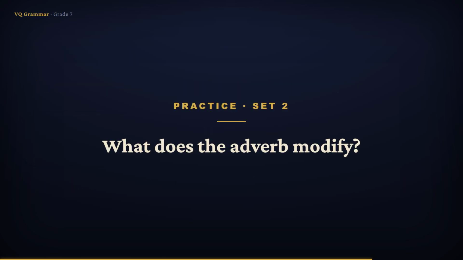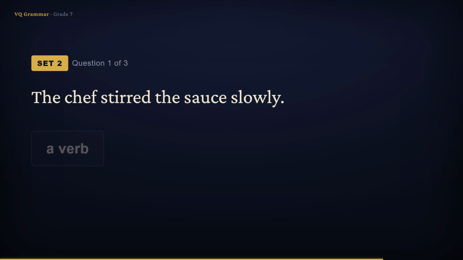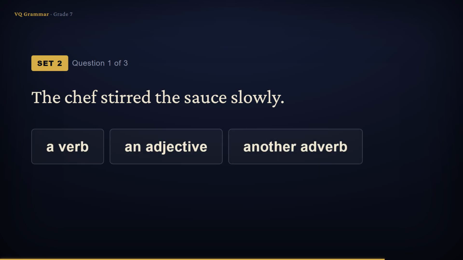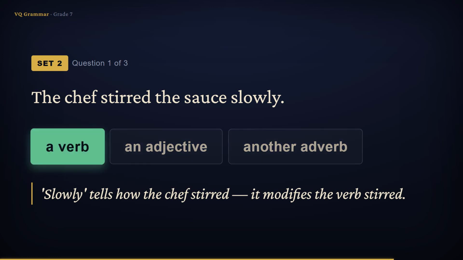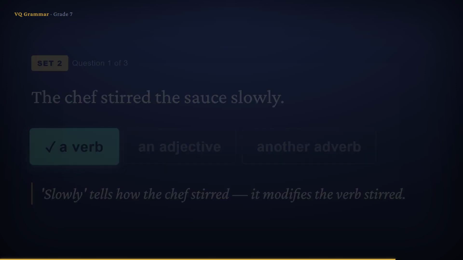In this second set, each sentence has an adverb, and your job is to decide what it modifies, a verb, an adjective, or another adverb. Pause and decide before I answer. The chef stirred the sauce slowly. What does slowly modify? It tells how the chef stirred, and stirred is the verb. So slowly is modifying a verb. So the answer is a verb.